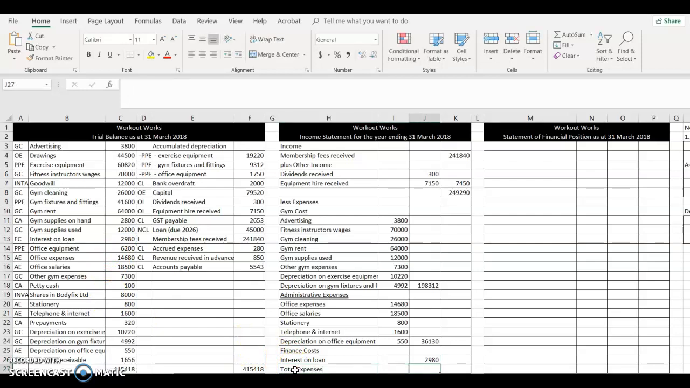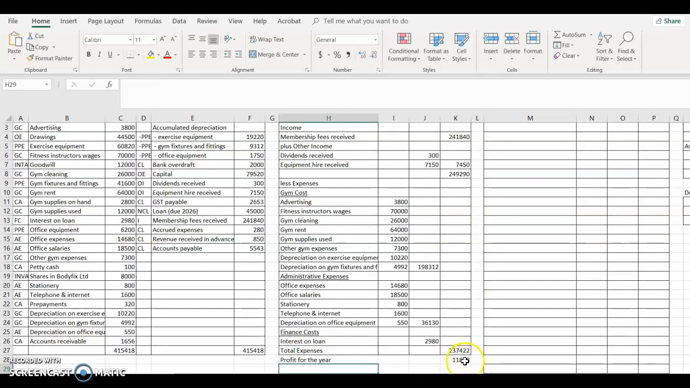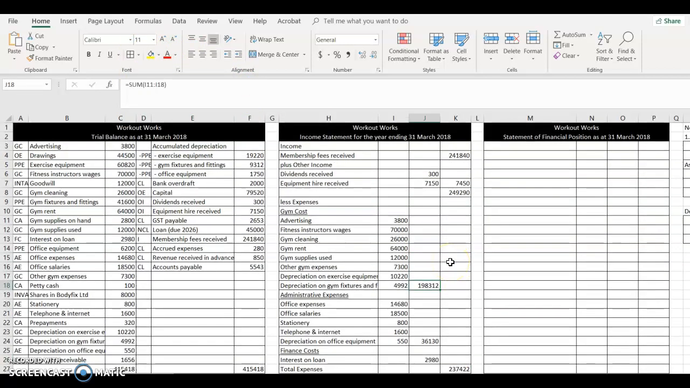So if we add up all our expenses, the income minus the expenses is called profit for the year. Doesn't look that high. It's only $11,000. I'm sure they're disappointed with that small amount of profit. Right, so income statement done. Hopefully that's worth an E8. On to the next section, we do the balance sheet or the statement of financial position.